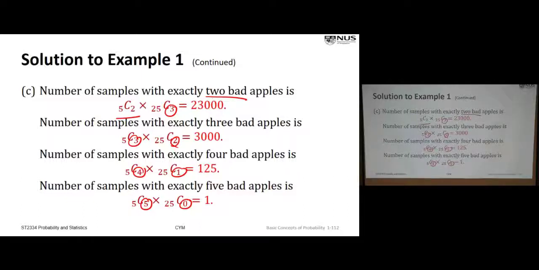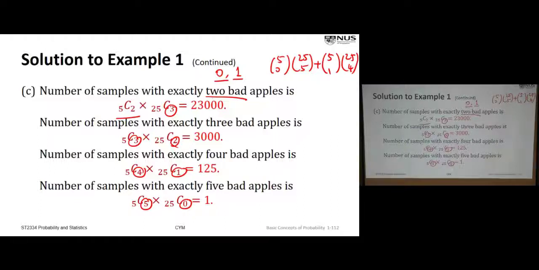But there's another way to do it. Another way is the complement. What is it? That means we look at how many ways you can form a sample of 5 with no bad apples, 0 bad apples, and then 1 bad apple. Do I consider 2 bad apples? No. So I just consider 0 bad apples and 1 bad apple. So in other words, I will consider 5 choose 0 times 25 choose 5, plus 5 choose 1 times 25 choose 4.